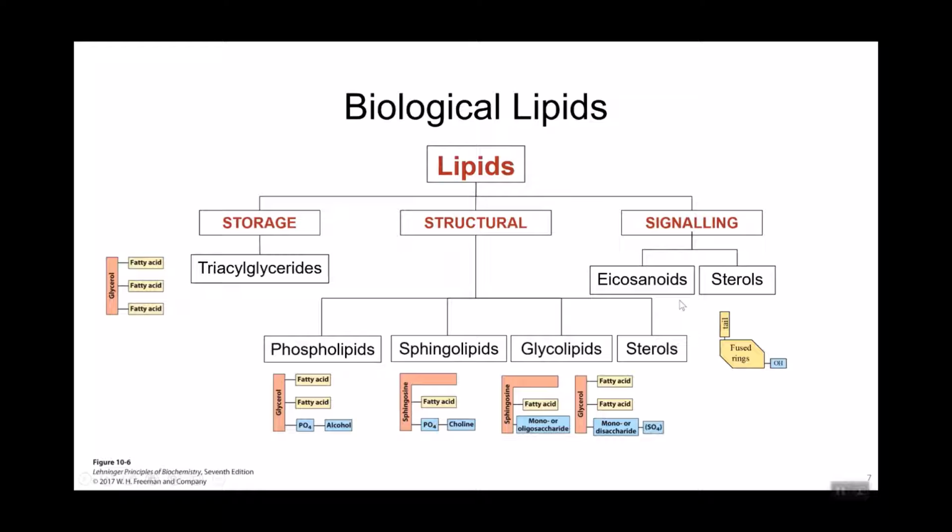Eicosanoids are also derivatives of fatty acid chains, and these, along with cholesterol and other steroids, can be involved in signaling. Now, you may have heard of steroid hormones like cortisol and testosterone, and these really are lipid molecules. So all of your other courses like physiology are really based on biochemistry. That is the chemistry of these biomolecules, allowing them to carry out their functions.